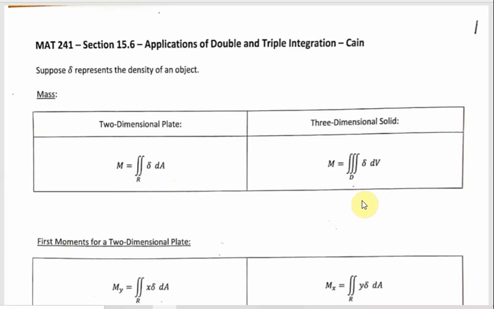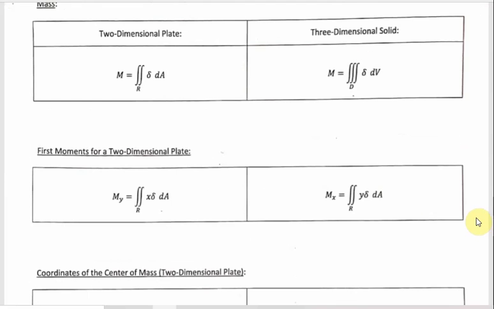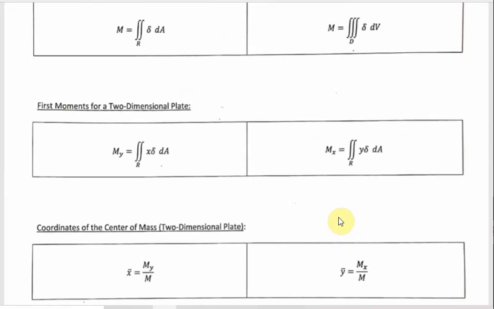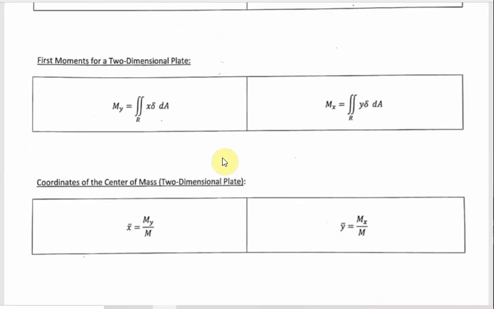So I guess the one thing that might look a little bit new here is that delta. The delta is just for density. And if you have a plate or a solid with a constant density, that is going to be an easier integration than if you have one that doesn't. So that's why the example has one that's not constant, when we get there in a second. But all the other two-dimensional plate stuff is basically right here.